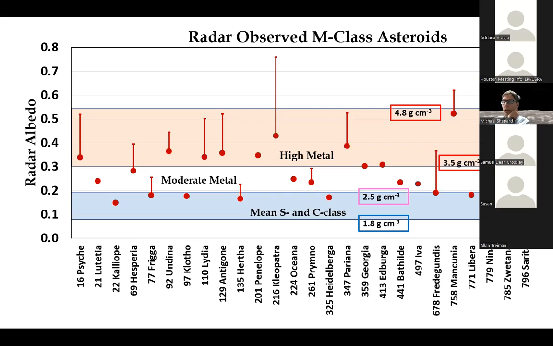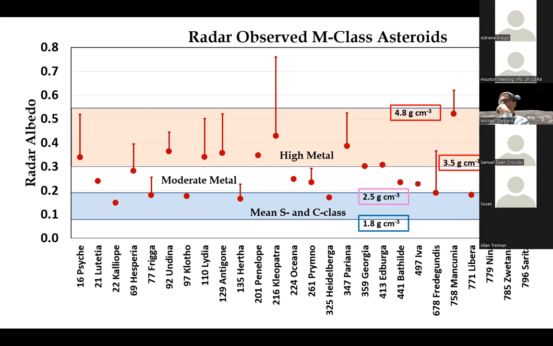Chris Magri did a couple of survey papers a few years ago for all of the observed main belt asteroids, and statistically grouped them and found that the mean S and C class asteroids, which are the bulk in the main belt, had radar albedos of about 15%. So between 0.09 and 0.19 covers their mean and one standard deviation.